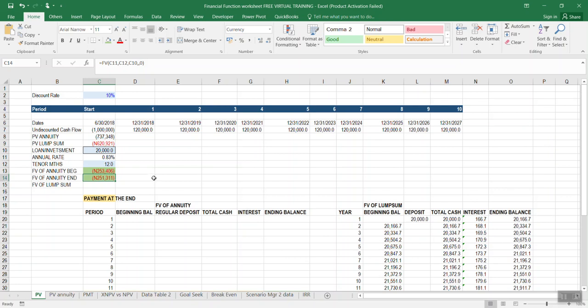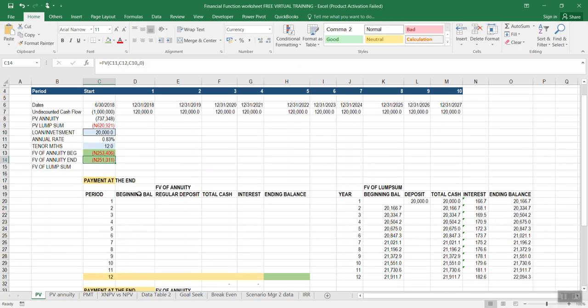I'm going to draw a table now so that we'll see how we arrived at this. This is the loan table, or the table.